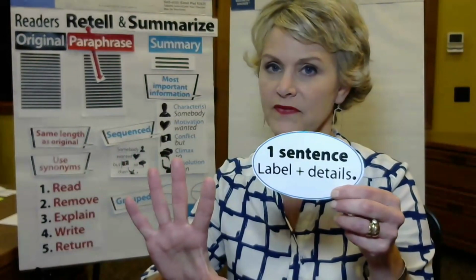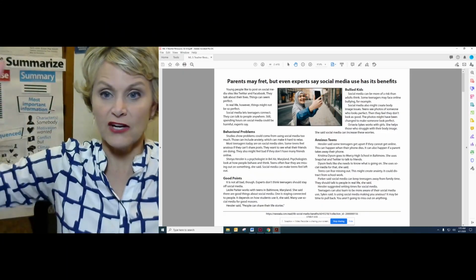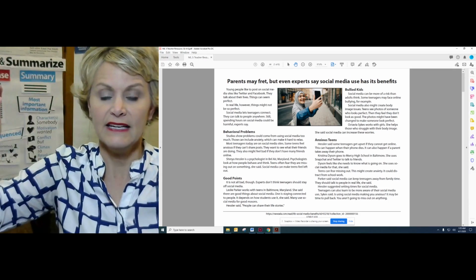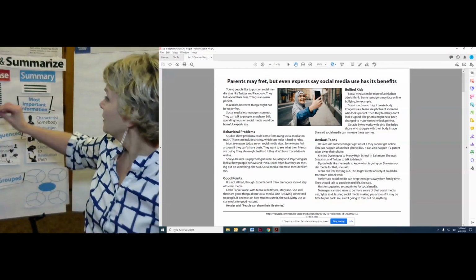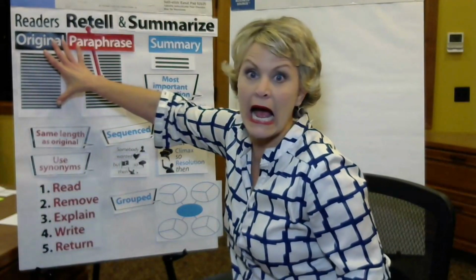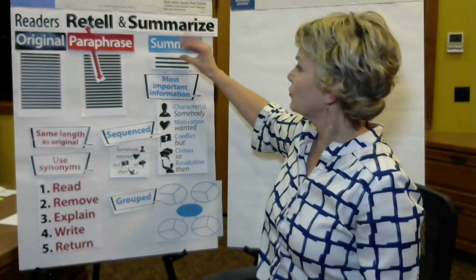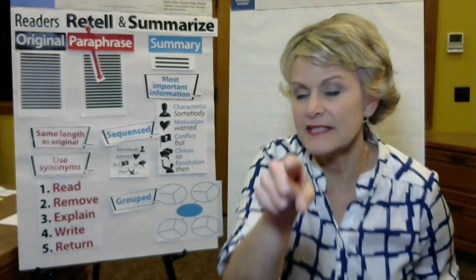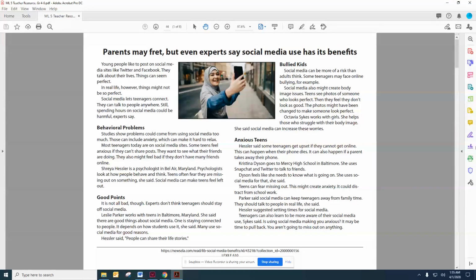Wait a minute. Let's look back at our screen. This is the original article. The headline and all of those sentences. Look, giant article. But a summary is much shorter. How many subheads were in this? Look at the text features. How many subheads? Behavioral problems, good points, bullied kids, anxious teens. 4.